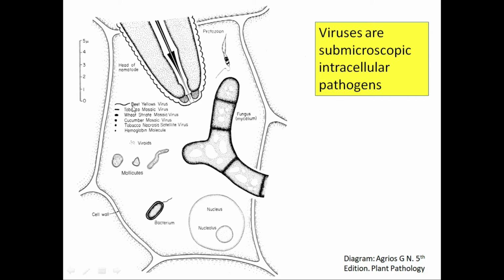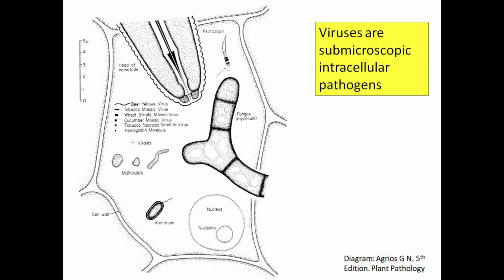But the virus is beet yellows virus. In fact, this is the largest or longest plant virus known, belonging to genus Closterovirus. So beet yellows virus is the longest. Then comes tobacco mosaic virus, wheat striped mosaic virus, and then tobacco necrosis satellite virus, the smallest known plant virus, which is about 17 nanometer in diameter.